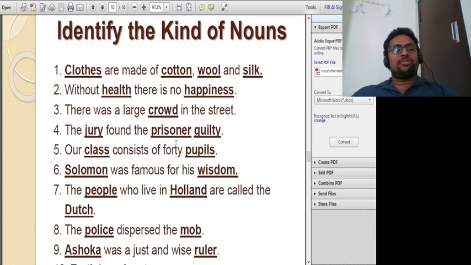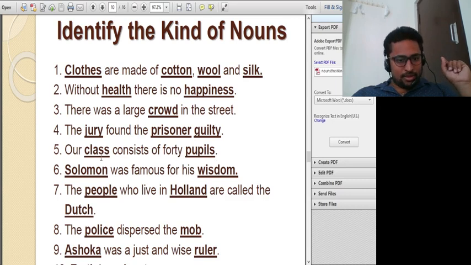The jury found the prisoners guilty. Jury is a collective noun. Prisoner is a common noun. Guilty is an abstract noun. In this sentence we have three types of noun. The jury found the prisoner guilty. Jury is a collective noun, prisoner is a common noun, and guilty is an abstract noun. Our class consists of 40 people.